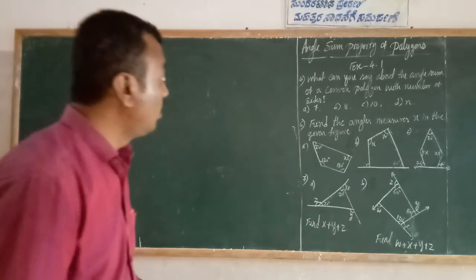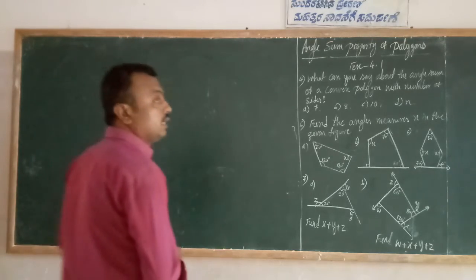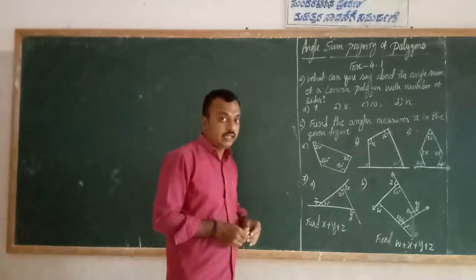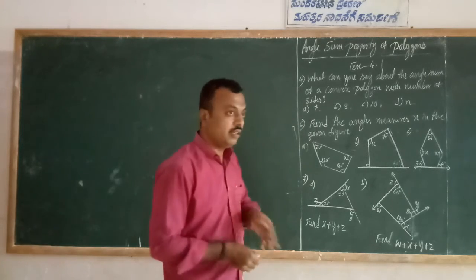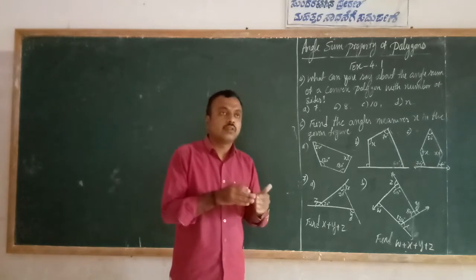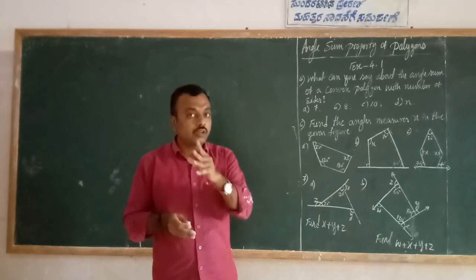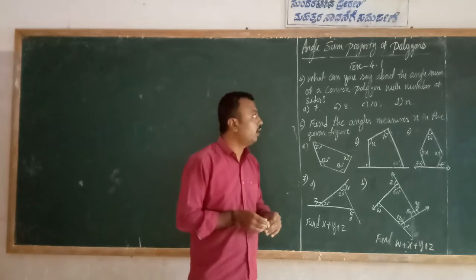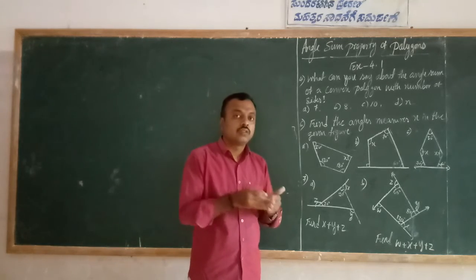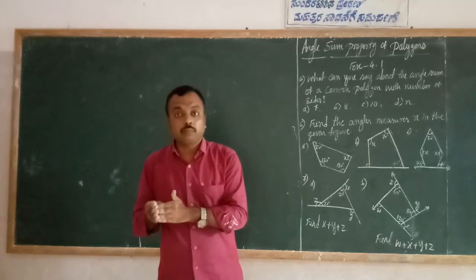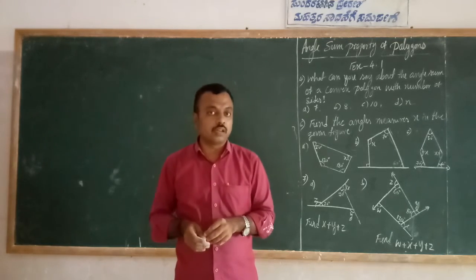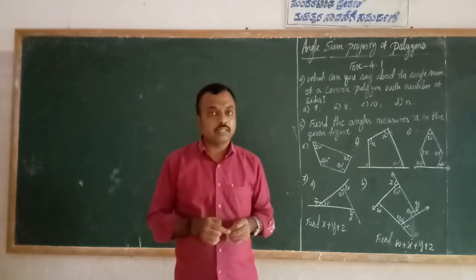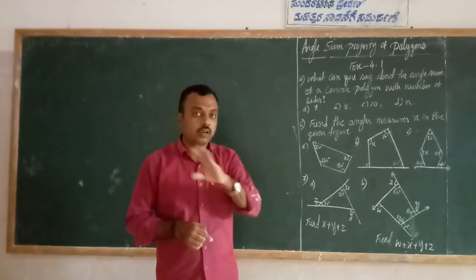I will come to exercise 4.1. The first, second, and third questions in your textbook are very easy, very simple questions. You can do them at home. What are the questions? Identify the regular polygon and irregular polygon, and which is the convex polygon and concave polygon. You were told this in previous classes. You have to solve it.